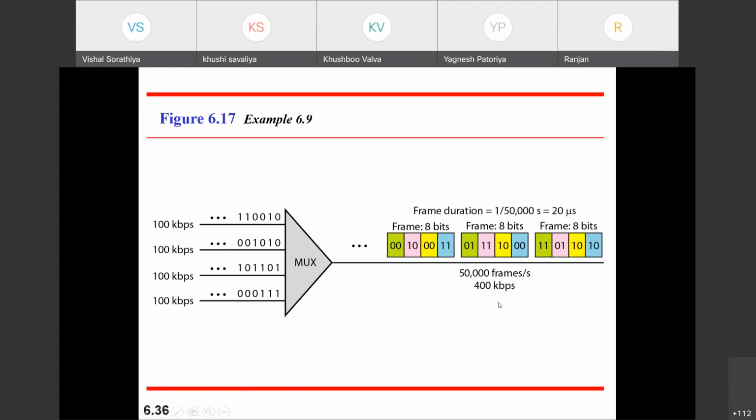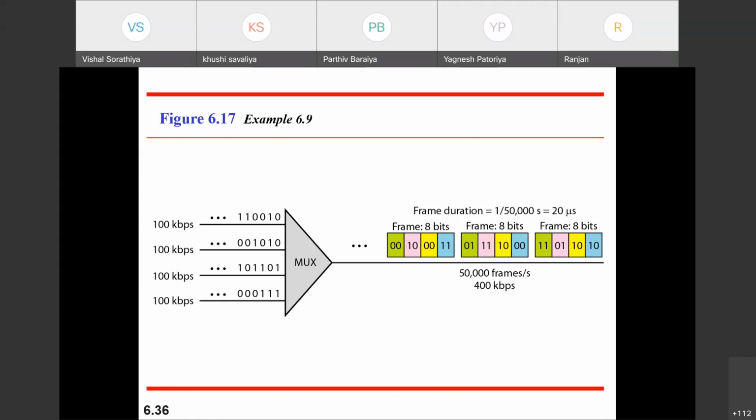And the output frame rate, as I have told you, 100 kbps is going in each one, so the output will be 400 kbps, multiplied by 4. So there is a 400 kbps speed and 50,000 frames are going to be transmitted in a second. Okay, so these are the calculations you can do like that.